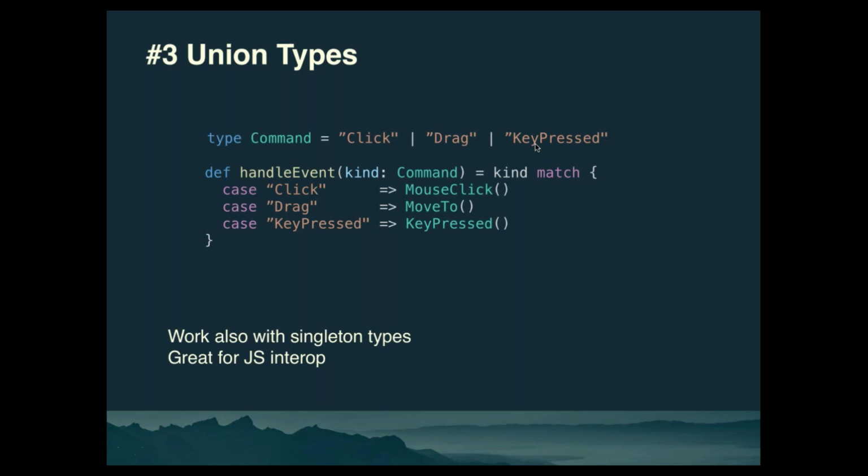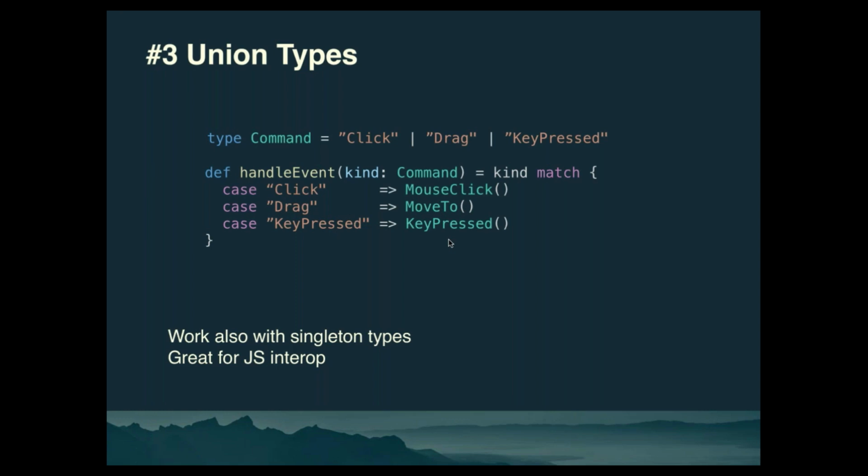So the type of command is then the type that has 3 values, click or drag or key pressed, all 3 being a string. And you can pattern match on that. You can say handle event, and you can do kind match, and then you say, well, if it's a click, then do one thing. If it's a drag, do another. If it's a key press, do the third thing.